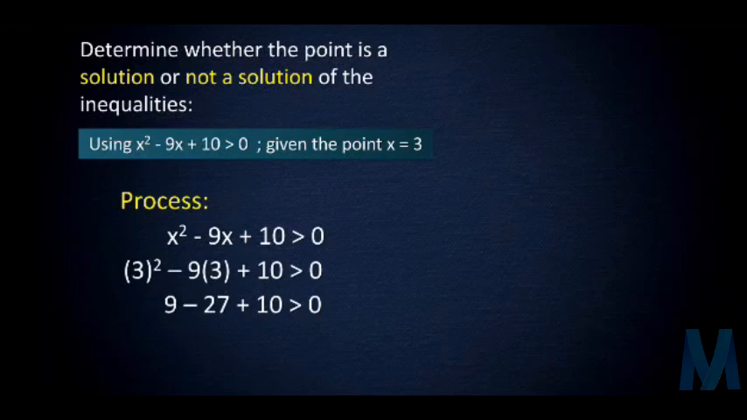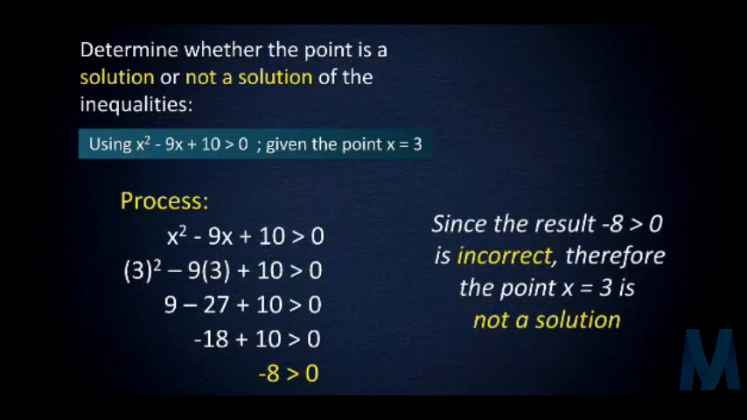Then we are going to solve for 9 minus 27 first, that is negative 18 plus 10 is greater than 0. Negative 18 plus 10 is equal to negative 8 is greater than 0. Now, since the result negative 8 is greater than 0 is incorrect, it's not correct. Okay? Because negative 8 supposedly is less than 0. Okay? So, therefore, the point x is equal to 3 is not a solution.